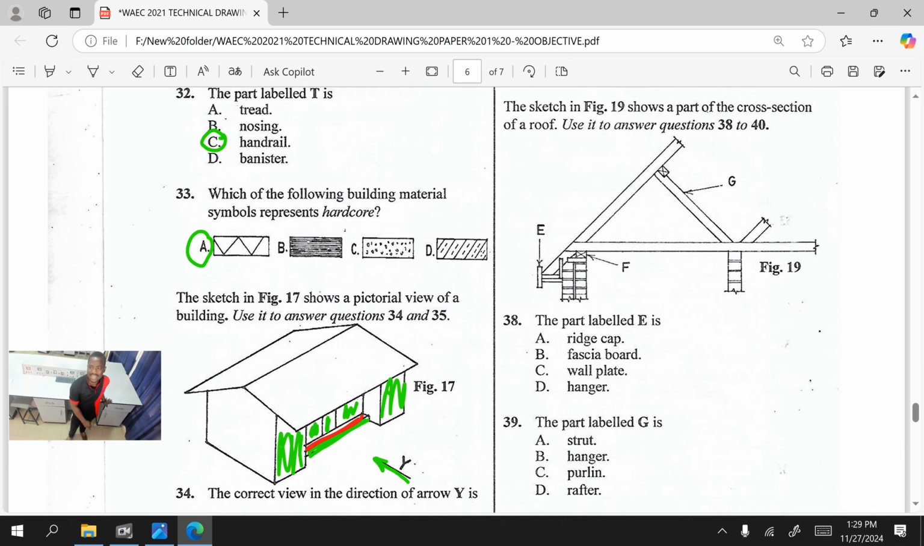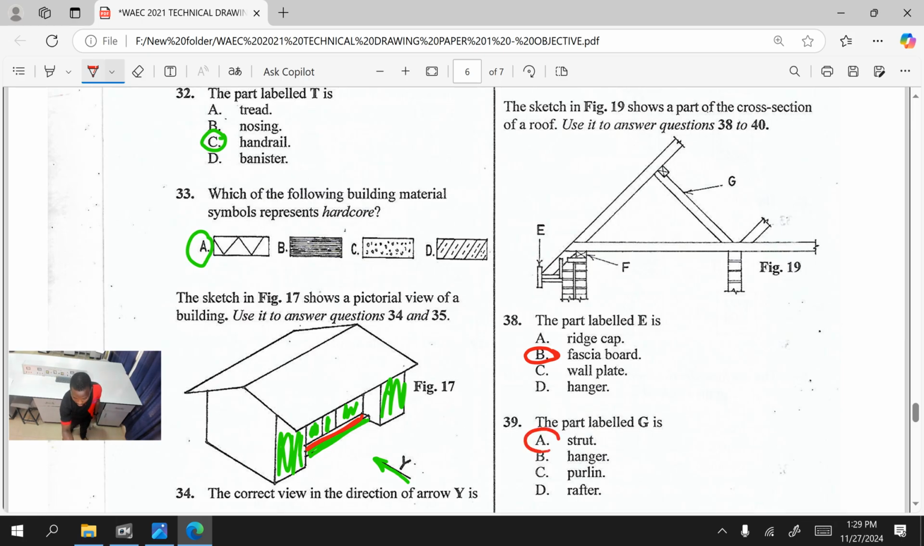The sketch in figure 19 shows a part of the cross-section of a roof. Use it to answer questions 38 to 40. The part labeled E is the fascia board. It's as simple as that. The part labeled G is what?